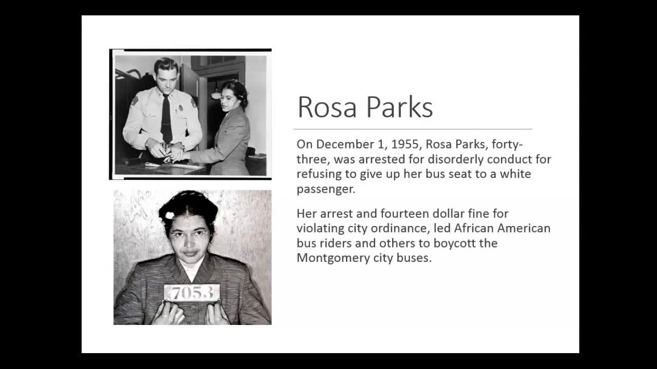Montgomery's public transportation system had long-standing rules requiring African American passengers to sit in the back of the bus and to give up their seats to white passengers if the buses were filled. There is a myth that Parks was simply tired and thus sat in the white section, but she was a prominent activist in the black community, and she probably planned it. It was not a matter of convenience, but a political protest.